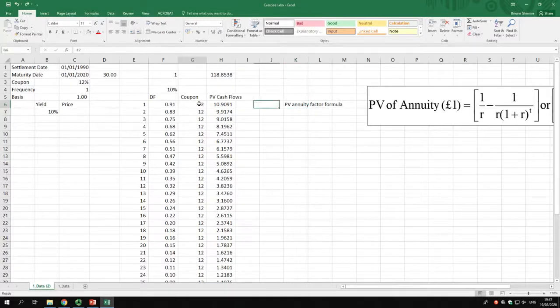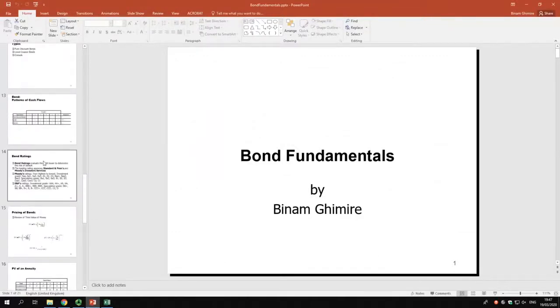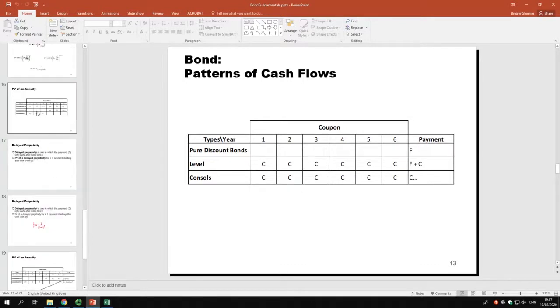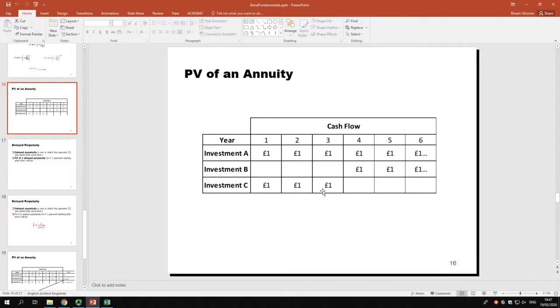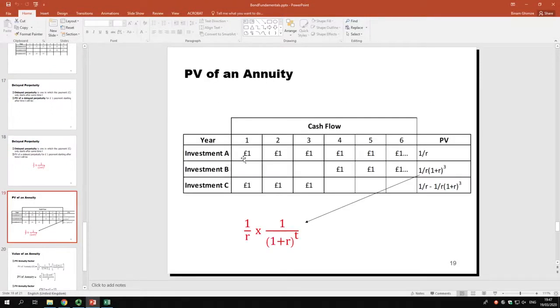In fact, for level coupons, you can apply the annuity method, and in the lecture slide you can see the explanation where I have explained the logic of how the case of a level coupon bond is similar to investment C. If you needed to find the price of investment A, because this investment A goes all the way to infinity, starting from period 1, what you will do is divide this cash flow by the discount rate. So basically we are just capitalizing at the discount rate.